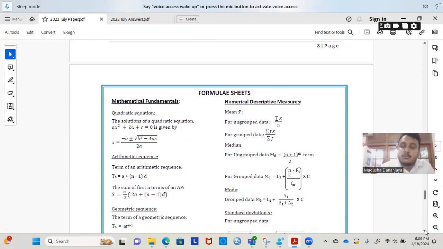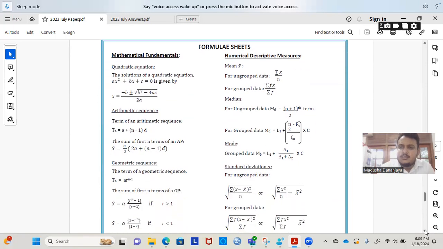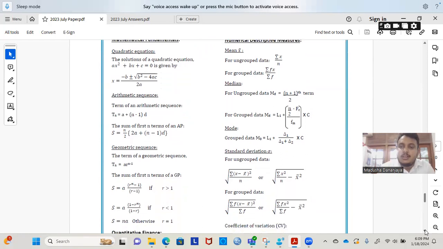Then apart from those 3 tools, there will be another thing which is called formula sheet, where all the formulas will be given. So you are not required to memorize all the formulas in this subject. All you have to do is to take the formula from the formula sheet and apply the figures to that formula, and you will get the correct answer. Right? That is that easy.